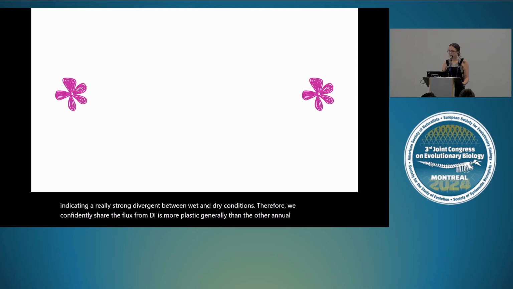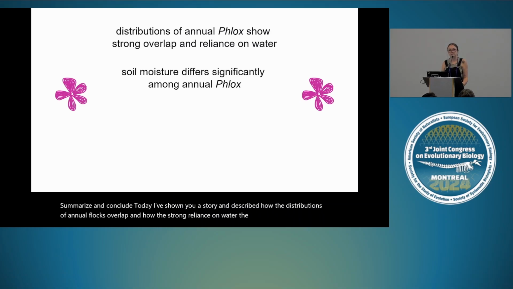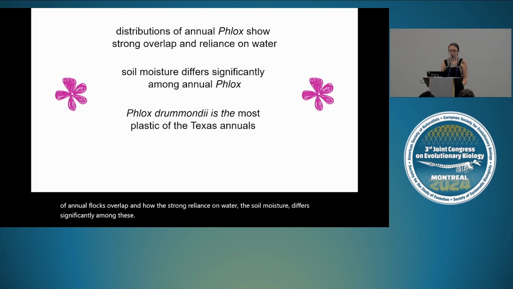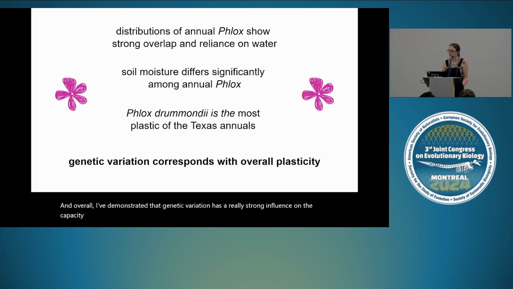So, to summarize and conclude, today I've shown you a story and described how the distributions of annual phlox overlap and have a strong reliance on water. The soil moisture differs significantly among these annual phlox, and Phlox drummondii is the most plastic of the Texas annuals. And overall, I've demonstrated that genetic variation has a really strong influence on the capacity to plastically respond to the environment, and that this can be true regardless of evolutionary history.